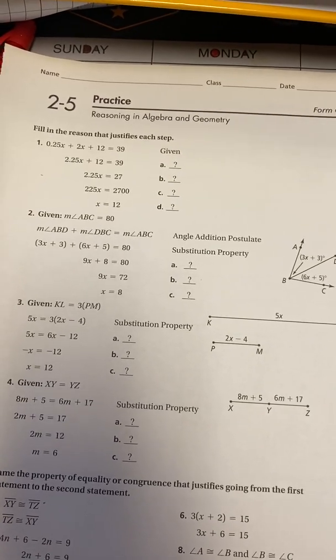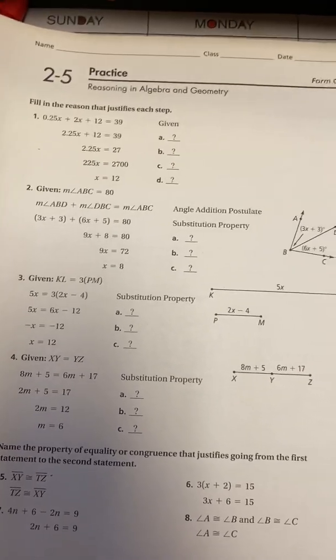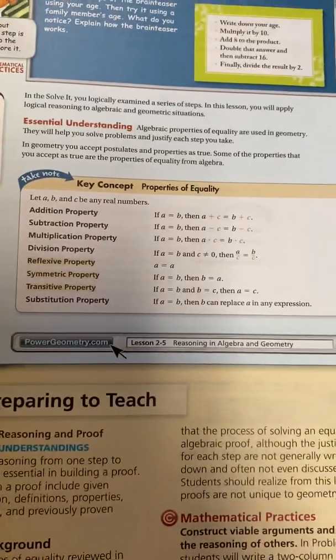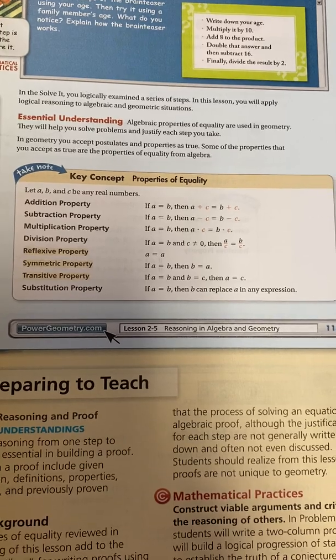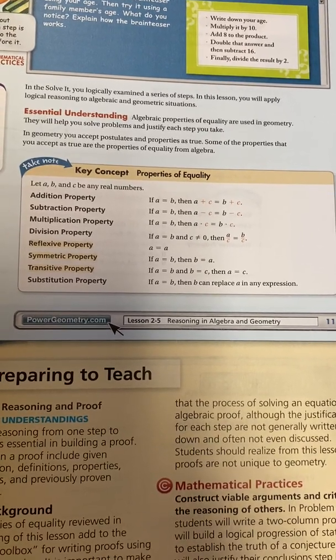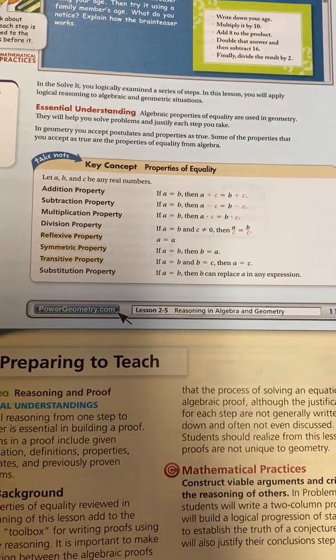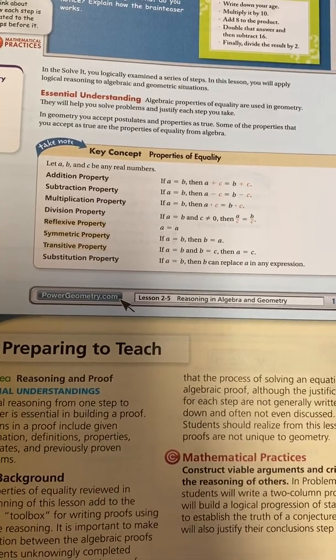2-5, reasoning in algebra and geometry, you're going to be writing proofs. Make sure you look at your note slides because they have some of the key concepts you're going to use, like your addition property, subtraction property, multiplication, division, reflexive, symmetric, transitive, and substitution. You're going to need to know those properties. You at least have a list of properties that you can use whenever you're doing the practice, the assessments, or even the test.